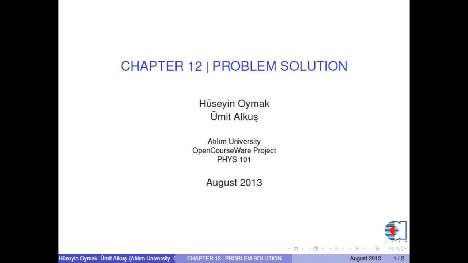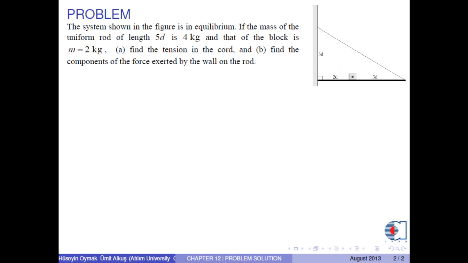In this video, we will solve one problem in chapter 12. The system shown in the figure is in equilibrium. If the mass of the uniform rod of length 5d is 4 kilograms and that of the block is m as 2 kilograms, A. Find the tension in the cord, and B. Find the components of the force exerted by the wall on the rod.